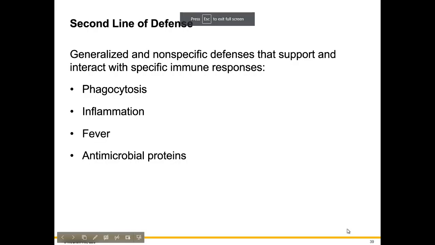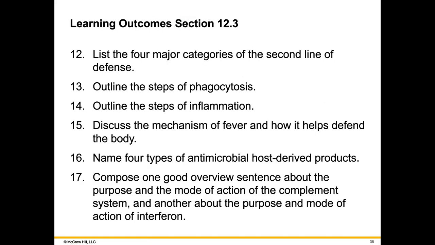Welcome back, everyone, and we are going to pick up where we left off in our last part of our Chapter 12 PowerPoint. So that is 12.3. Here are our learning outcomes for this section.